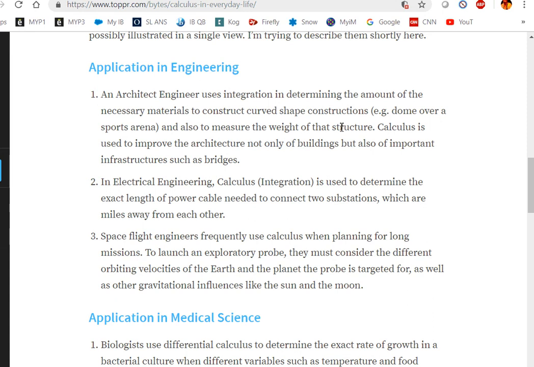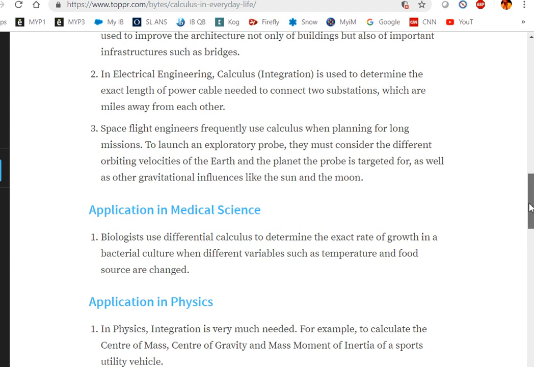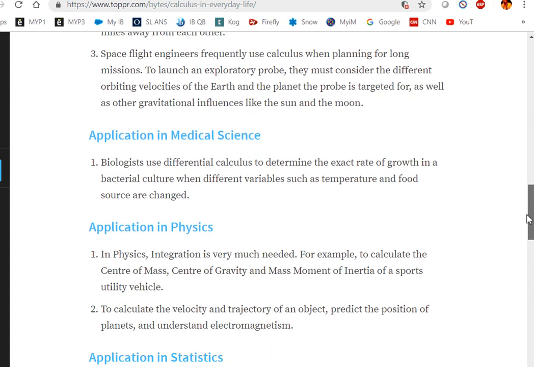Architecture. Engineers, it's mainly engineers, use integration in determining the amount of necessary materials to construct curve-shaped constructions. Imagine in finance you might too, because if you're going to study to be an actuary or something, you need to do a lot of calculus, more advanced calculus, because you have to come up with models for predicting future things. And sometimes it's the area under the graph.